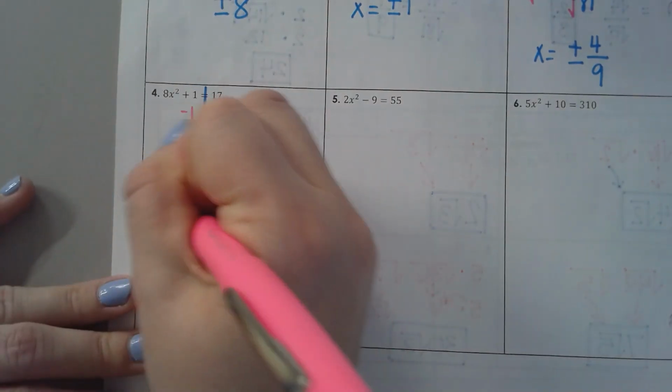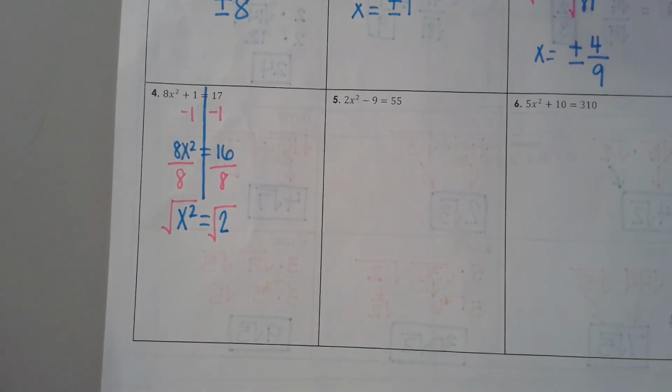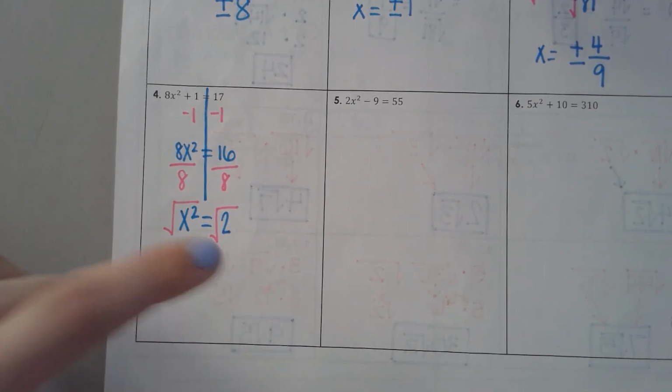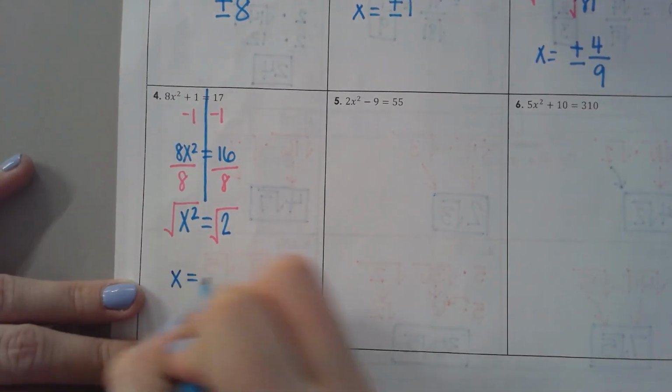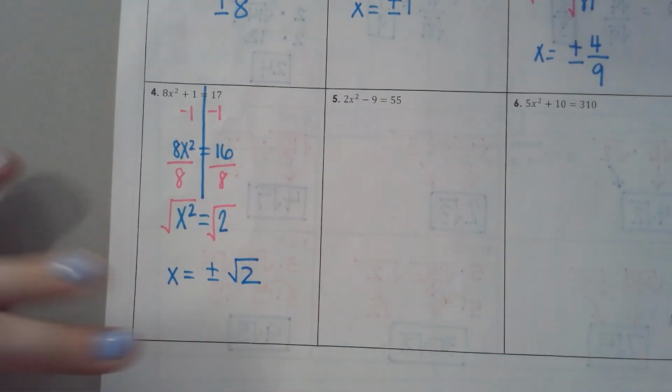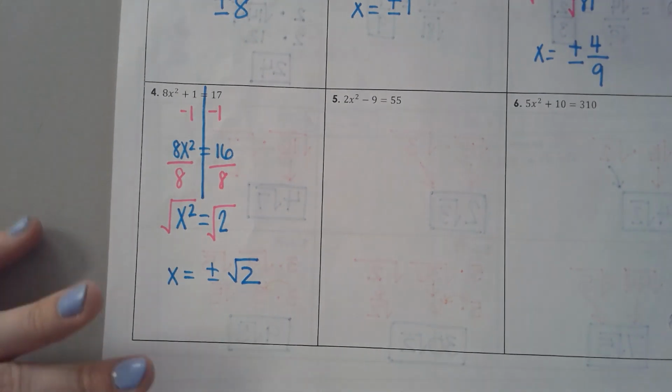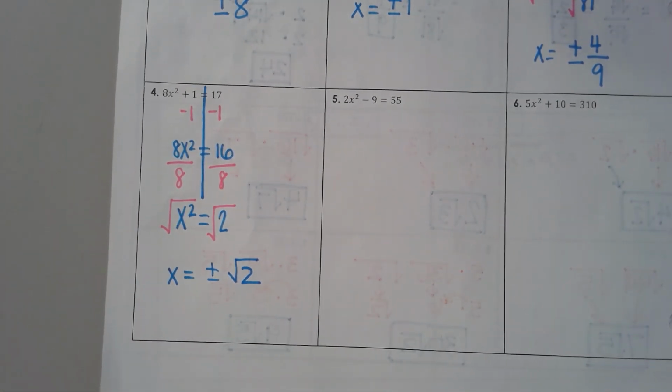Square root. Is 2 a perfect square? No. Are there any perfect squares besides one that actually goes into 2? Nope. So this cannot be broken down anymore. So we just leave it as x equals plus or minus square root of 2. It's okay if it doesn't break down at all. Sometimes that'll happen. Numbers like 2, 3, 5, 7, 11, 13, 15, 21 would not break down.